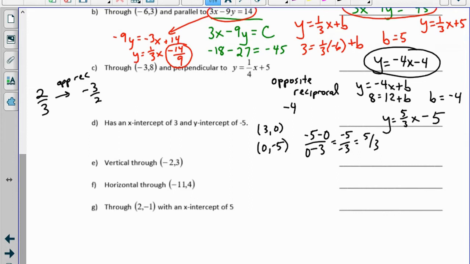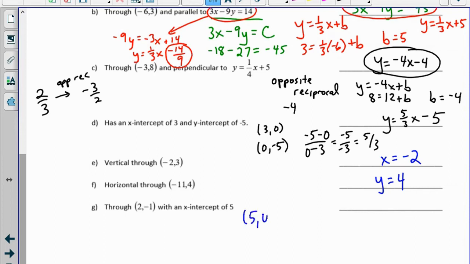A vertical line through negative 2, 3 is going to be x equals negative 2, and a horizontal line through that point is going to be y equals 3. Remember, horizontal and vertical lines are just x equals and y equals. I'm sorry, verticals are x equals and horizontals are y equals.